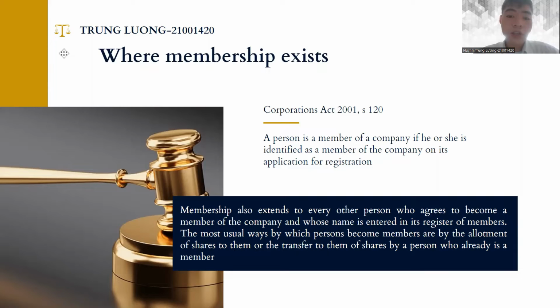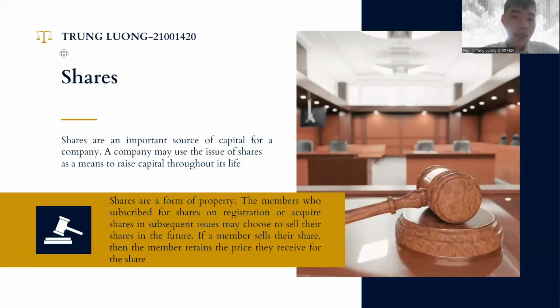So as I mentioned, mostly these two types of registration relate to membership in shares. So what exactly is a share? As an economics student, we are not unfamiliar with these terms. Shares are an important source of capital and may be used to fund the operation of a company when issued. And the members who subscribe for shares on registration or acquire shares in subsequent issues may choose to sell their shares in the future or receive dividends yearly.